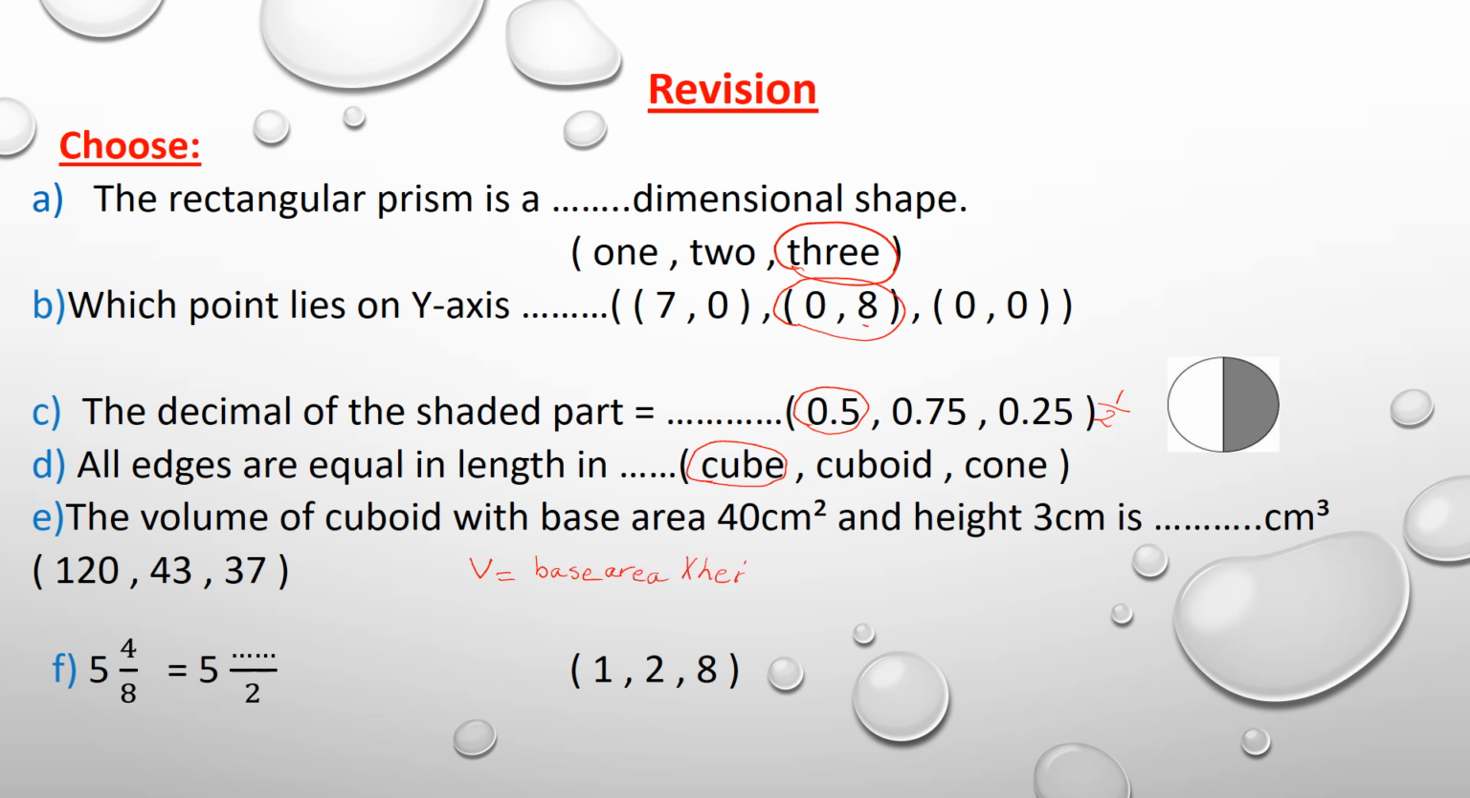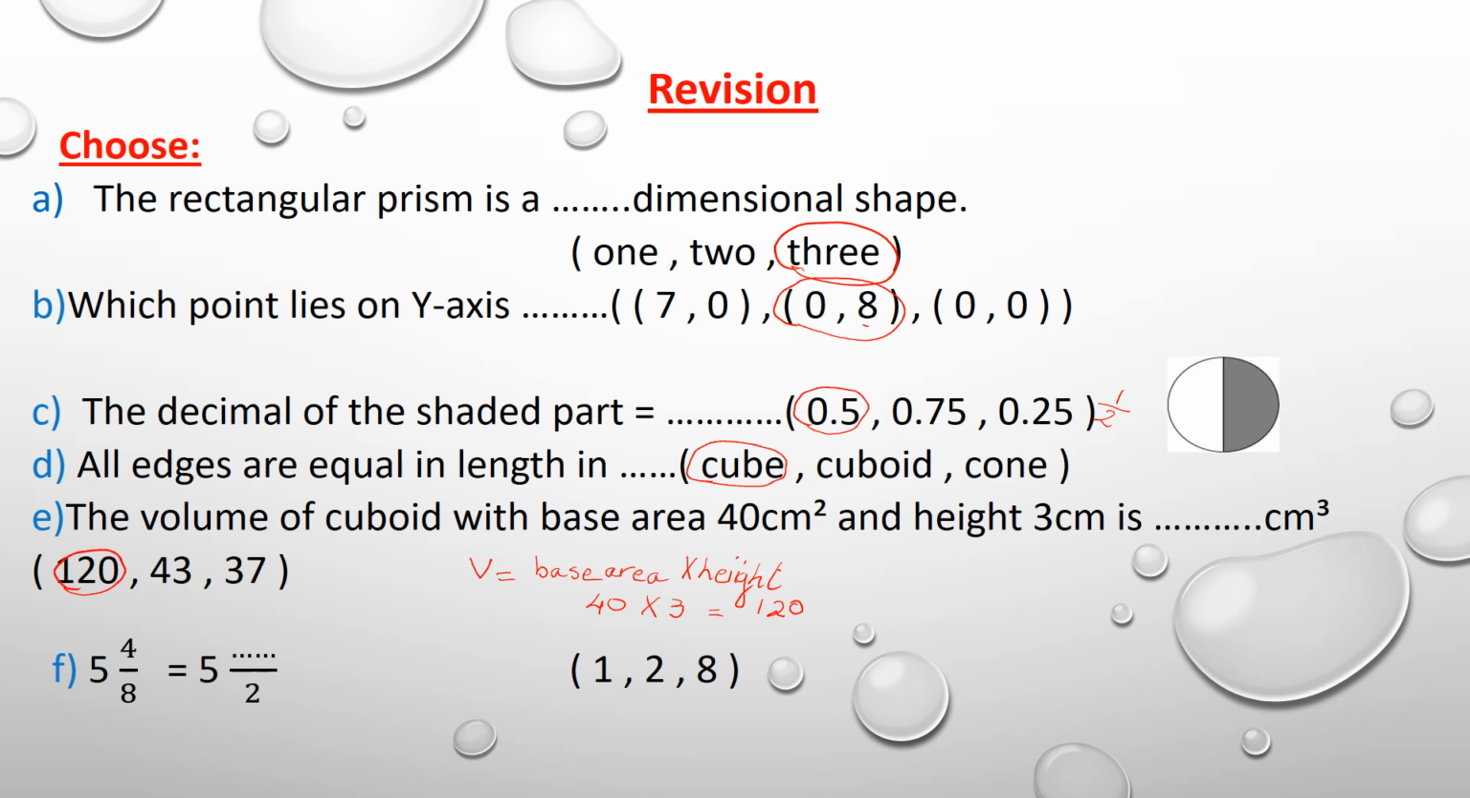I'm going to choose this rule. Base area here 40 times the height 3, 0, and 12. So I'm going to choose 120, and of course it's centimeter cube.